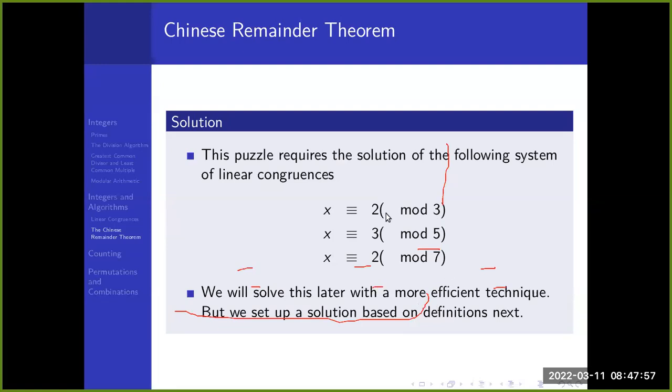So essentially, this is what we have. The number leaves remainder 2 when divided by 3. So here we have X is congruent to 2 modulo 3. That's by definition. Also, the same number leaves remainder 3 when divided by 5, so it must be congruent to 3 modulo 5. And it leaves remainder 2 when divided by 7, which means it must be congruent to 2 modulo 7. So we need to find a value of X that satisfies these 3 linear congruences.